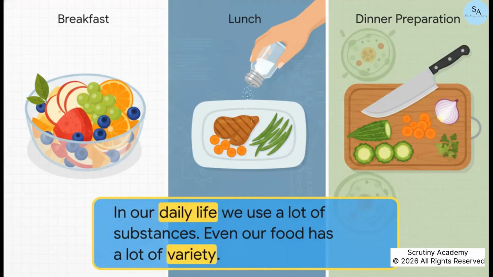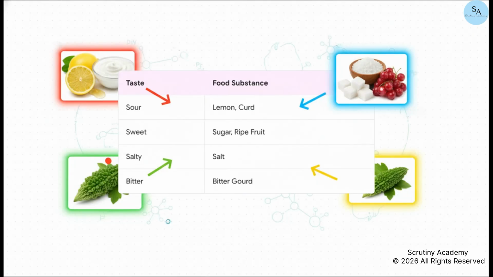Think about it for a second. From the moment you wake up, you are interacting with countless substances. You've got the fruits in your breakfast, the salt you sprinkle on your lunch, the vegetables for dinner. All of them have their own unique properties. And we can actually group these items by how they taste. It's pretty intuitive, isn't it? We naturally put things like lemon and curd in the sour category, sugar in the sweet one, and so on. This sense of taste is actually our very first clue to a substance's chemical nature.